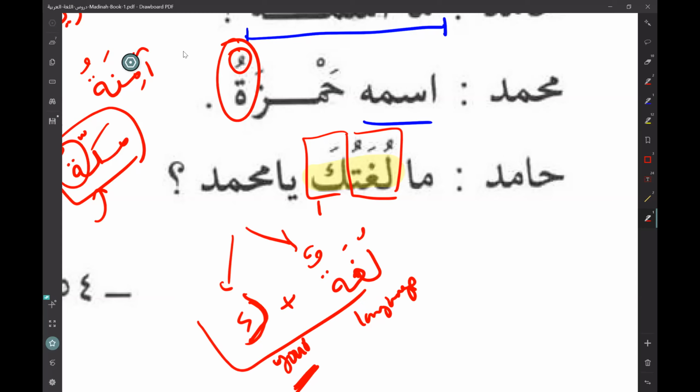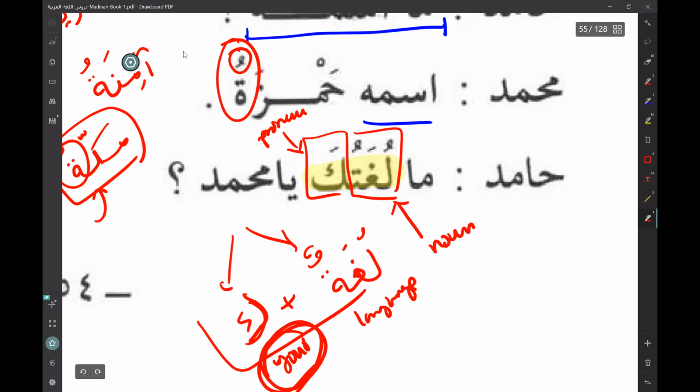A whole meaning and a whole word, yes. So that means we have one noun and we have one pronoun, two different words. In the beginning, a lot of students find it very difficult to see them as two words because it's connected. But once you understand, we still have two different words. Doesn't matter, connected or not, because the kaf means your, it's a separate word. Now, so ma lugatuka ya Muhammad.